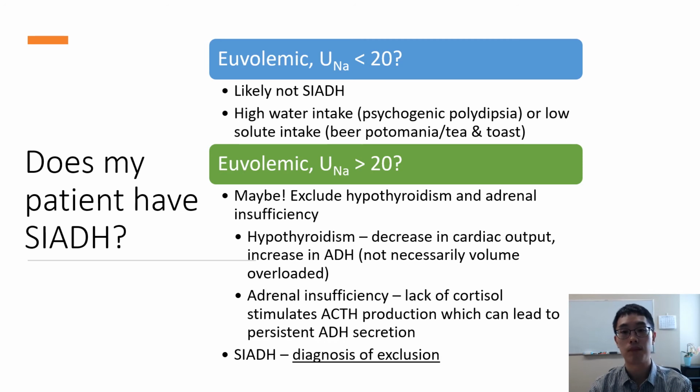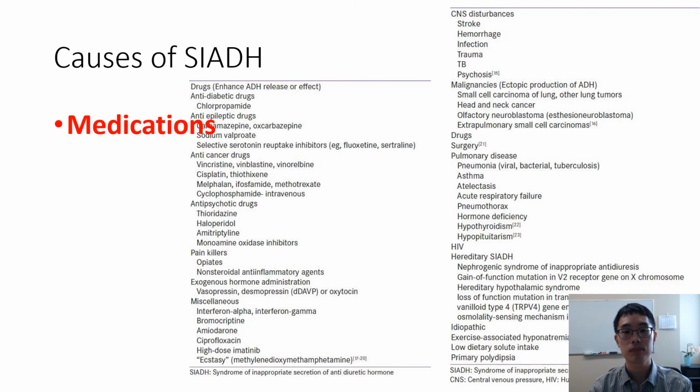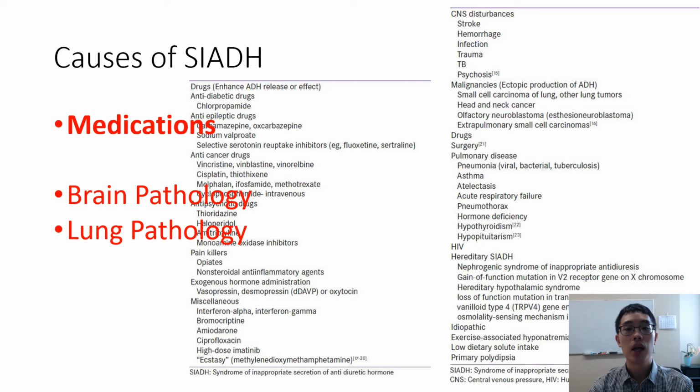posterior pituitary. While SIADH is really a diagnosis of exclusion, it is actually very common, and many of the patients you will see in the hospital with hyponatremia end up having a diagnosis of SIADH. There are hundreds of associated causes of SIADH, but these usually can be classified into a couple of categories. Medications, especially psychiatric medications, are notorious for causing SIADH and hyponatremia due to their stimulation of ADH from the posterior pituitary. Any brain or lung pathology, such as malignancy or even infections, can cause SIADH as well.